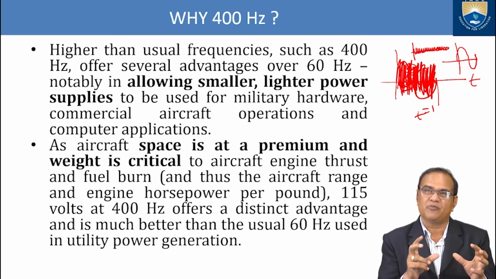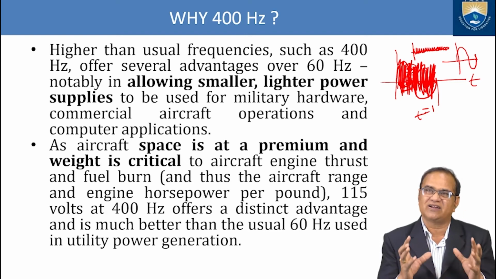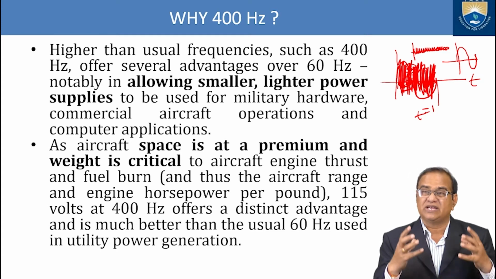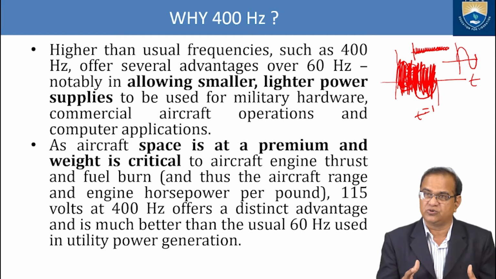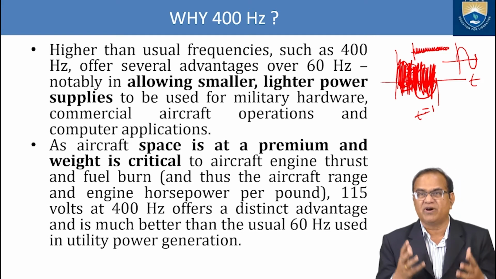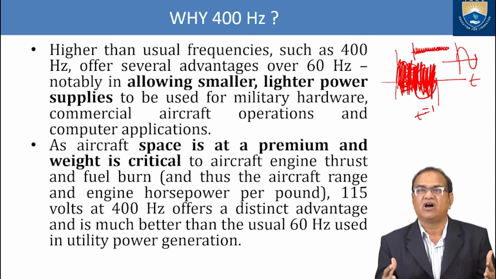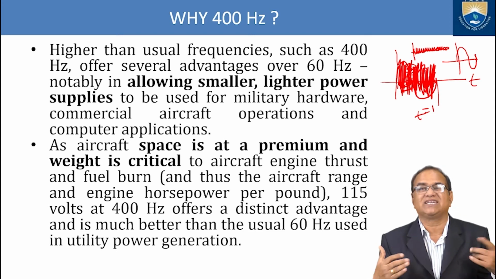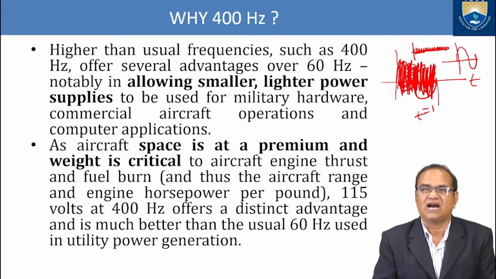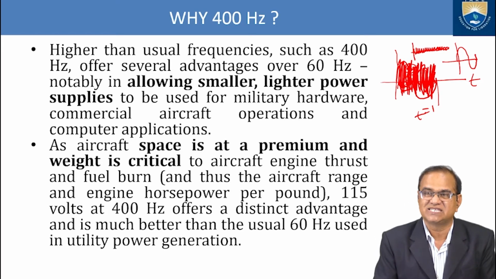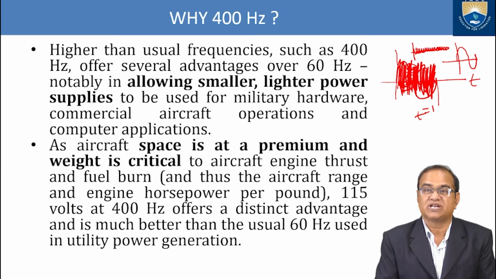So if you use a smaller component, a smaller generator or smaller wires, the weight of the aircraft will be reduced. If the weight of the aircraft is reduced, the thrust required by the engine is also reduced. If the thrust is reduced, fuel burn, the amount of fuel consumption, will also reduce. In this way, the aircraft range and the endurance of the engine per unit pound of weight is increased tremendously. That is why we use 115 volts at 400 hertz, and this offers a distinct advantage and is much better than the usual 60 hertz used in utility power generation.